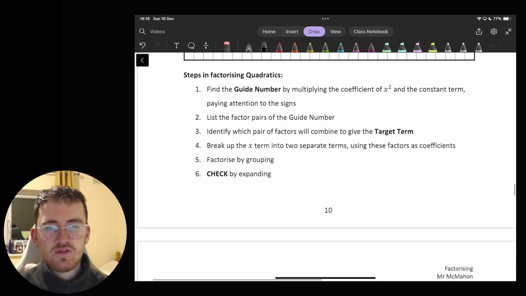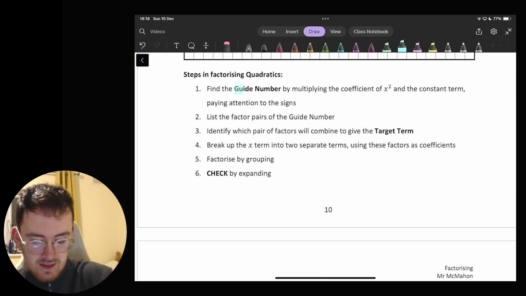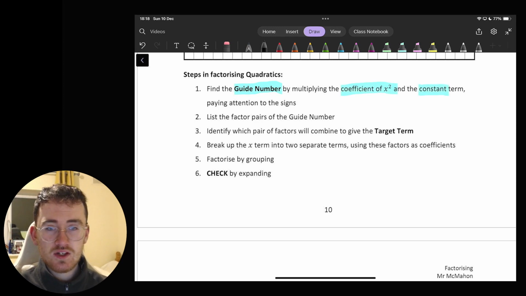So the steps for factorizing our quadratics, and these are naturally important for you to learn off. So the first step is to find the guide number. So that's what we were looking at very quickly there. Finding the guide number: multiply the coefficient of x squared and the constant. Okay, the coefficient of x squared and the constant. And I put a note there as well, pay attention to the signs. It's going to be important that we take the signs there.